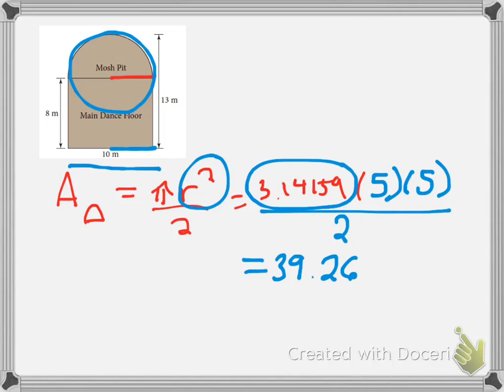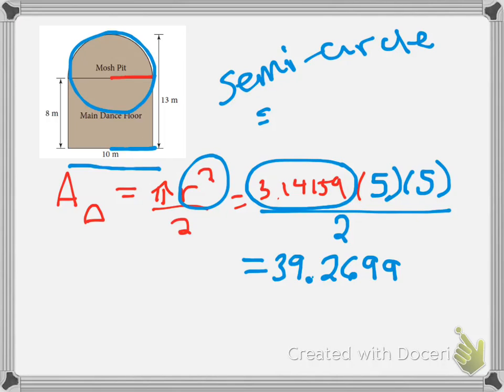39.2699. If it's not your final answer, I'm okay if you round to 4 numbers after the decimal, and then in your final answer you can round to 2 numbers after the decimal. I like those rules. If you go into medicine or something, you don't want to kill someone, you're not going to round till the very end, you're going to use all the digits. So that's the area of the semicircle, the half a circle. Semicircle is half of a circle.